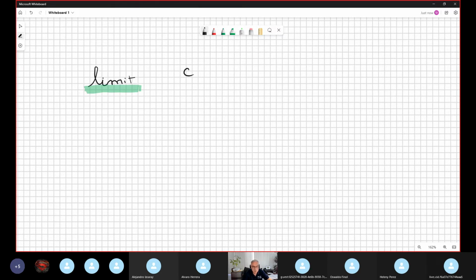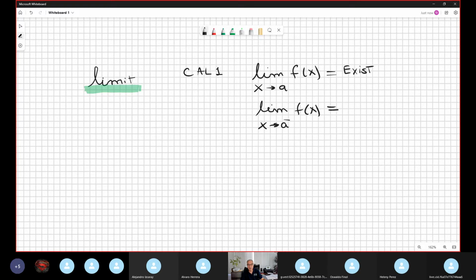Let me recall Cal 1. Suppose that we have the limit as x approaches a of a function of one single variable f of x. This exists if you compute the lateral limit, x approaching a minus, equal to one number, and the limit x approaching a plus equal to the same number. If this number is the same, then the overall limit exists and is equal to L.